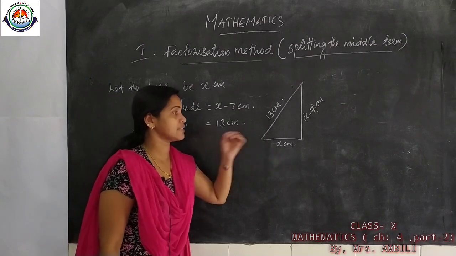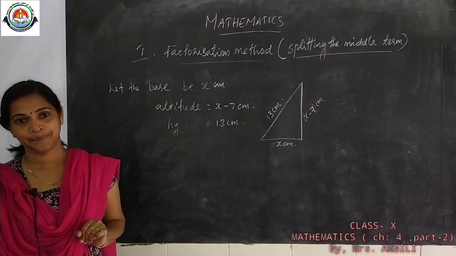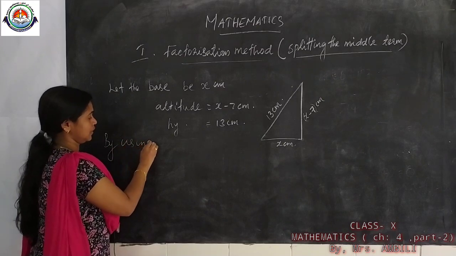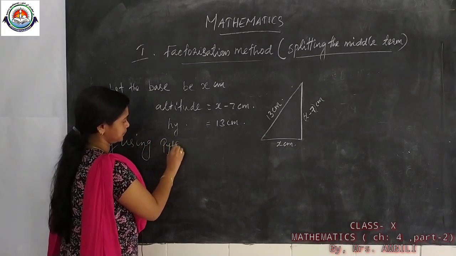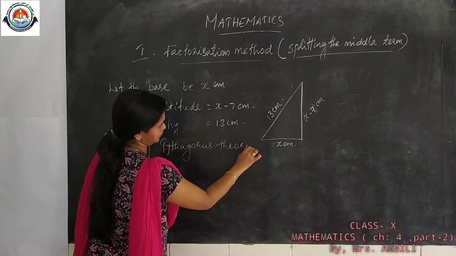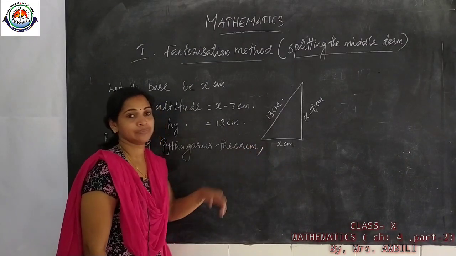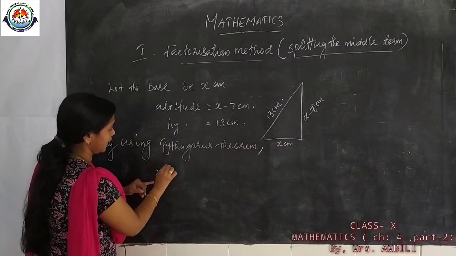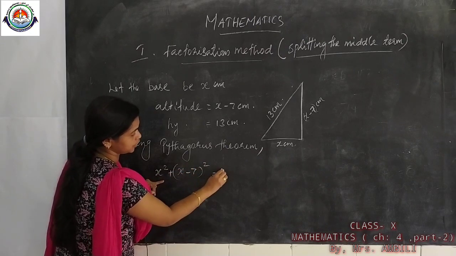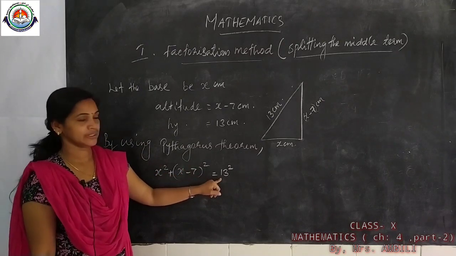So, for finding x we need to use this right angle triangle. So, we can use Pythagoras theorem. Write by using Pythagoras theorem. How can we apply here? That is x square plus x minus 7 whole square equal to 13 square.